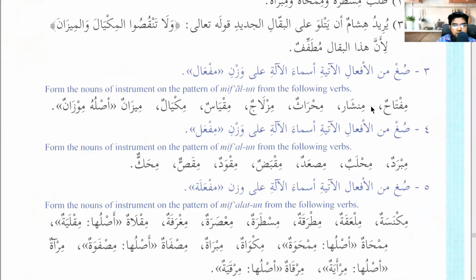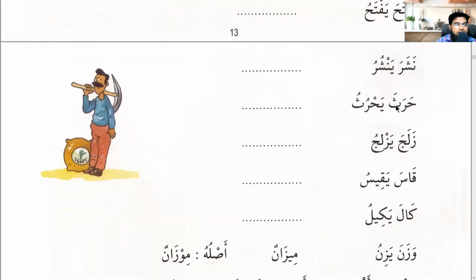So we can see the answers. Minsharun. Here that is. Minsharun. Miftahun minsharun. Then we have harasa yahrusu, is to plow. You see the plow here? The sign of the Soviet Union.